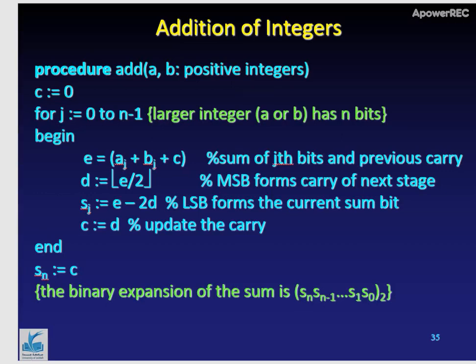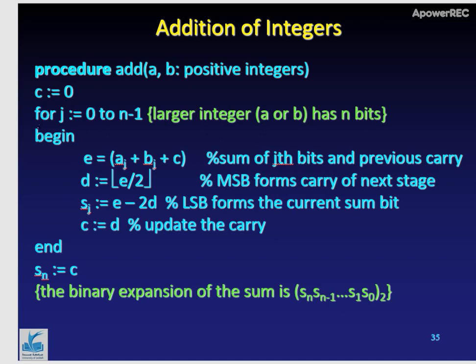We can express this process of addition of binary integers in the form of an algorithm. So here is the pseudocode for this algorithm, which can be coded in any language of choice. Alright, so we have these two numbers a and b, which are expressed in the binary format, and we want to sum these numbers. And we assume that the carry in for the first stage is 0 because there were no previous bits being added.